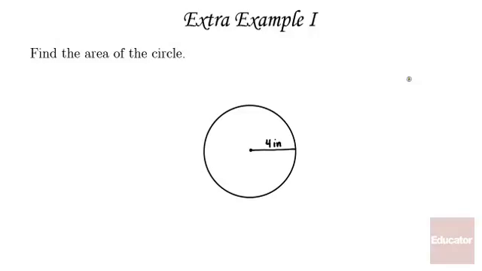So first, let's find the area of this circle. The formula for area is pi times r squared. Now remember, pi is 3.14, so I'm going to put in 3.14. The radius is 4, so 4 squared. Again, be careful, this is not 4 times 2. This is 4 times itself, so 4 times 4.